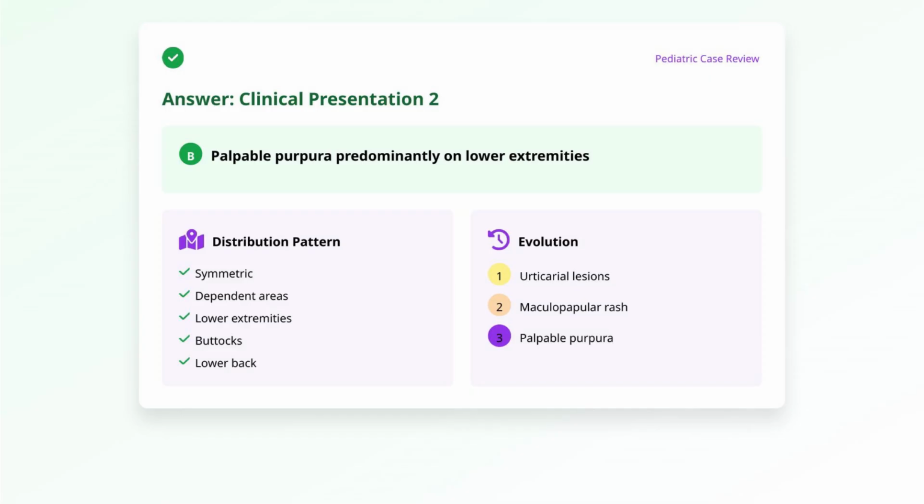The correct answer is B. The hallmark of Henoch Schönlein Purpura is palpable purpura predominantly distributed on the lower extremities in a symmetric pattern. The lesions may initially appear urticarial before becoming purpuric. In young children, the rash often involves the buttocks and lower back due to gravitational dependency.